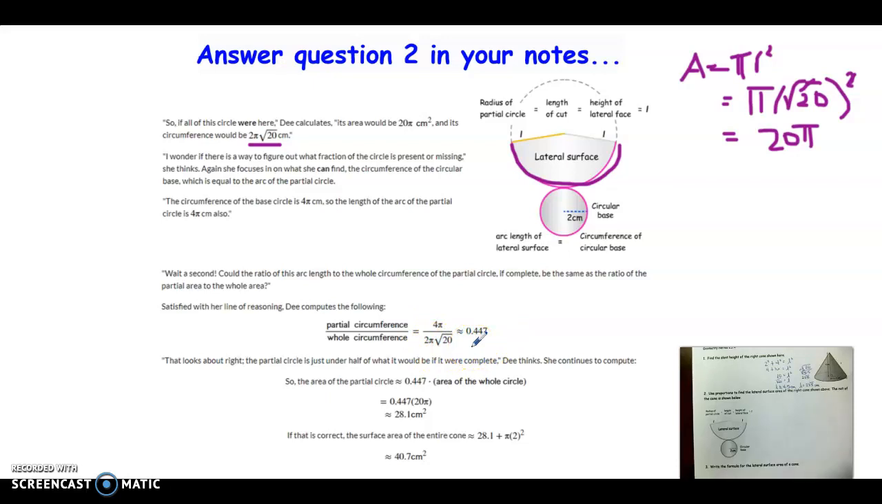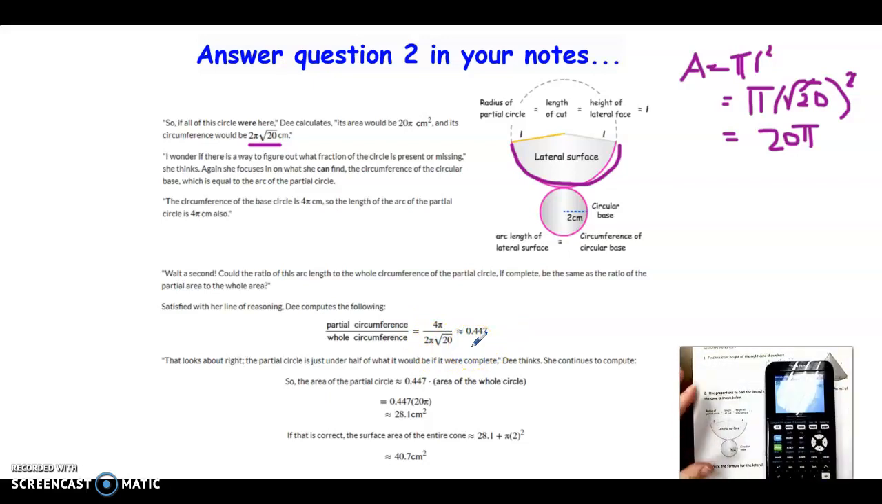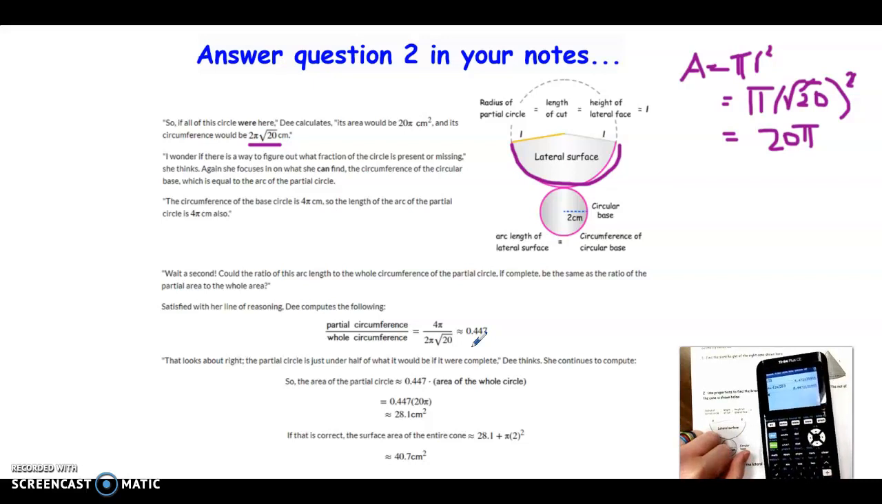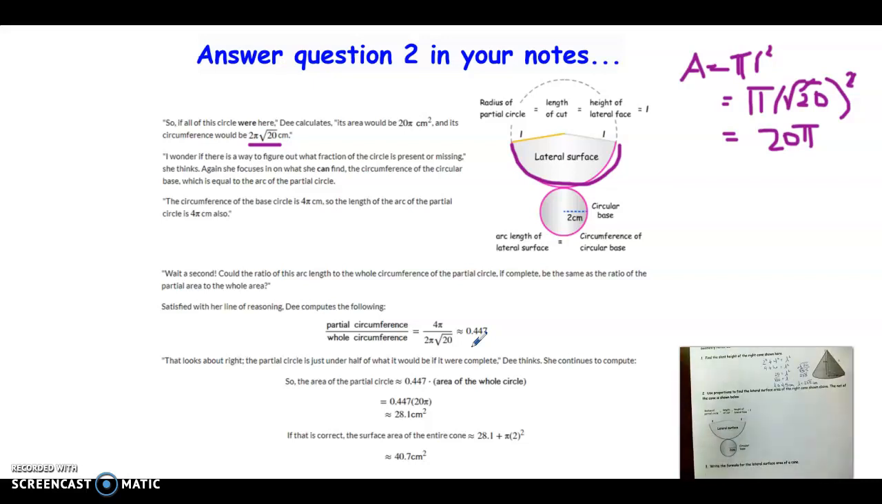Now remember, if you were putting this in your calculator, it's really important that you put that denominator in parentheses. So you would have to put the 2 pi square roots of 20 in parentheses for your calculator to actually compute that correctly. So don't forget the parentheses around that denominator. So she said that looks about right. The partial circle is just under half of what it would be if it was complete. So half would be 0.5, and 0.447 is really close to that.